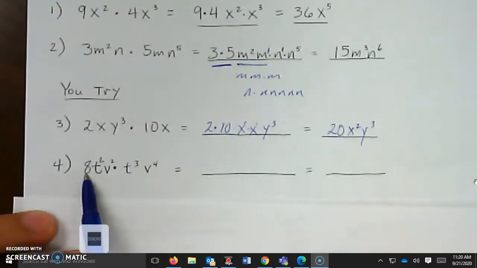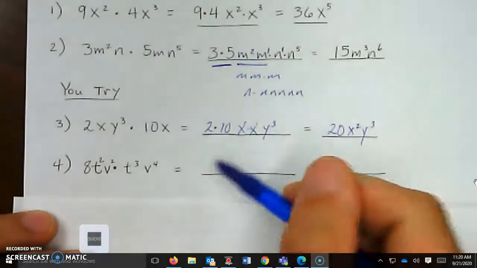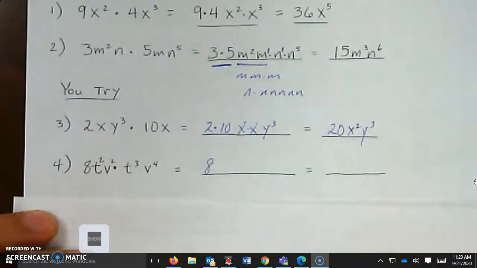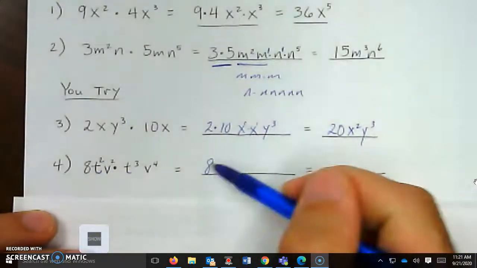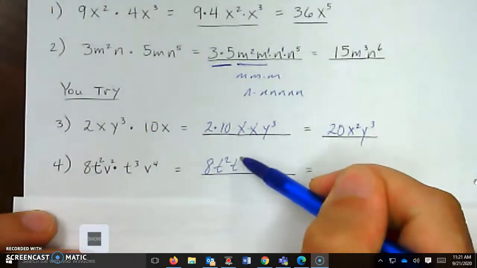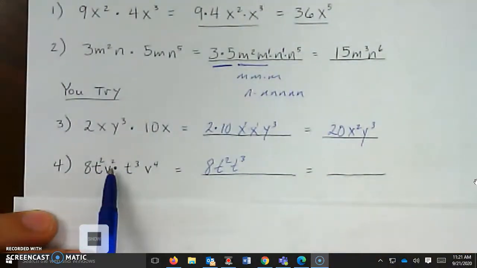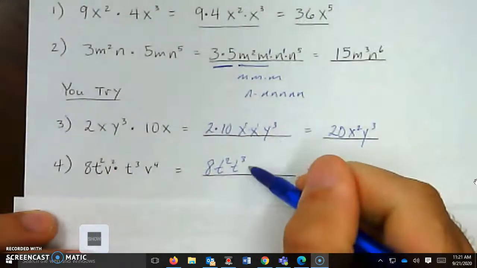It's the same way. You say, well, there's my 8. Hey, there's no coefficient there. Then the 8's all by itself. And you can probably think that 8 will be over here in your answer because there's no number I'm multiplying it by. So I take my t's. There's t squared. There's t to the third. Put them together. V squared, v to the fourth. Put them together.